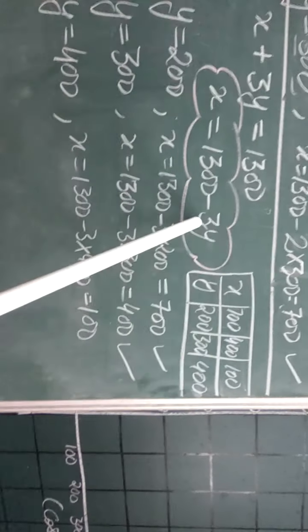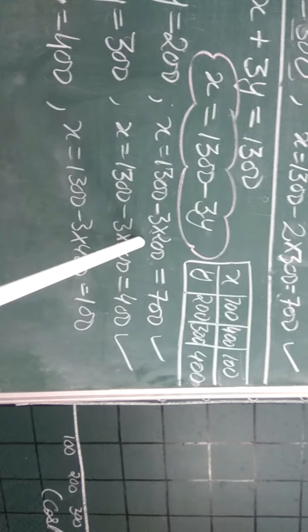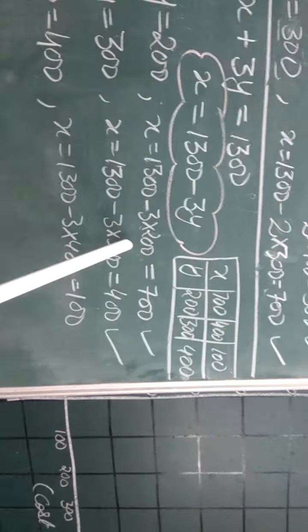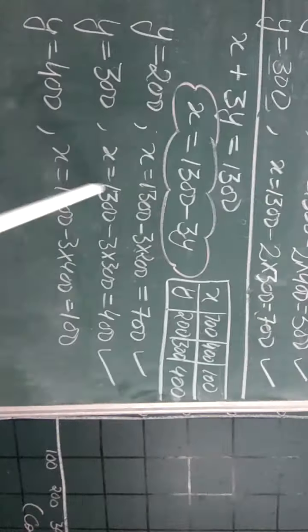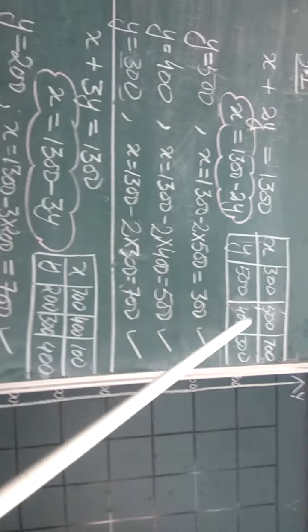1300 minus 3 into y. 3 into y is 200, means 600. 1300 minus 600 is 700. So we'll get all three values for the second variable also. Put the values in the table. Now we will plot these coordinates on the graph.